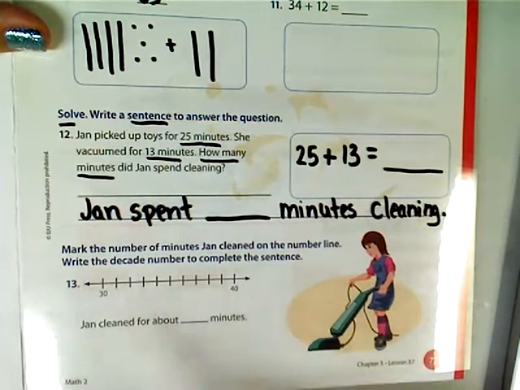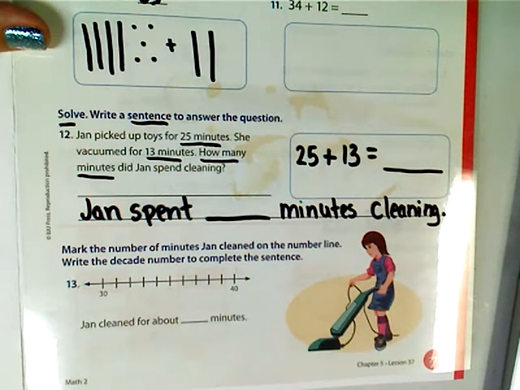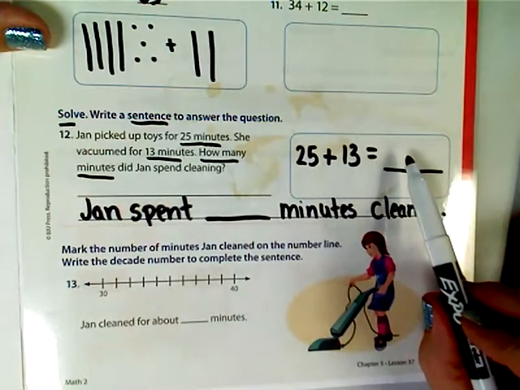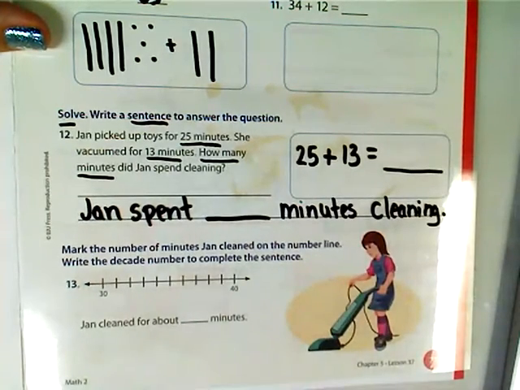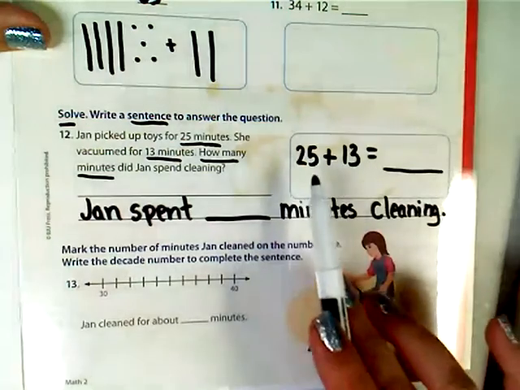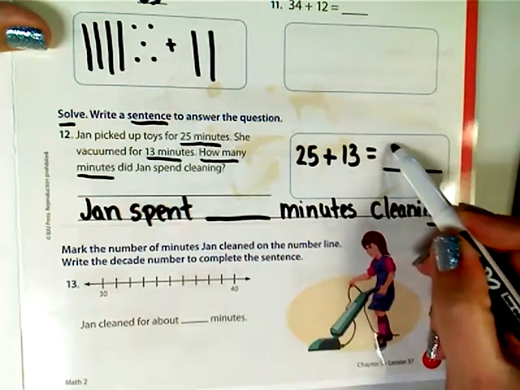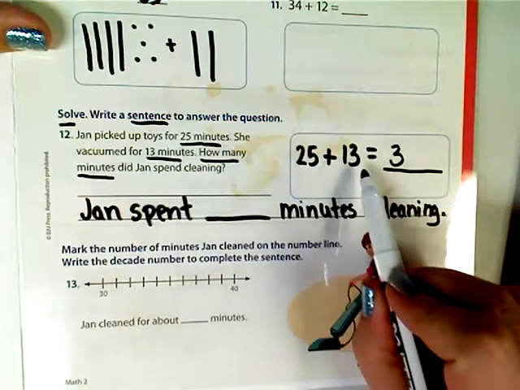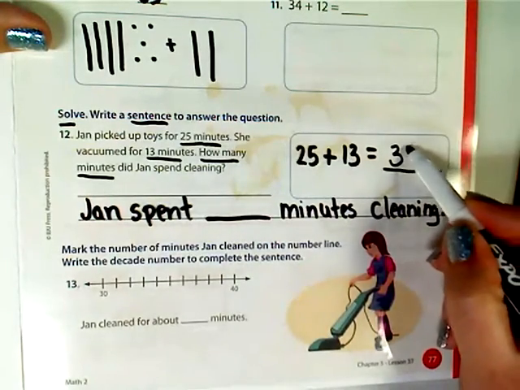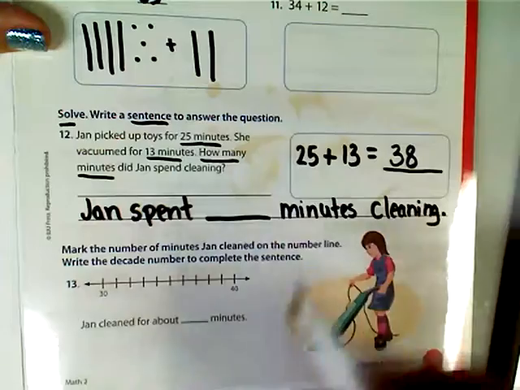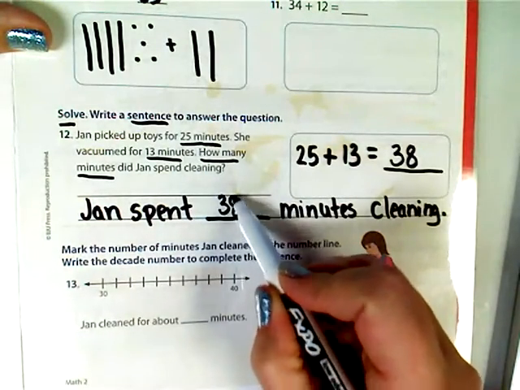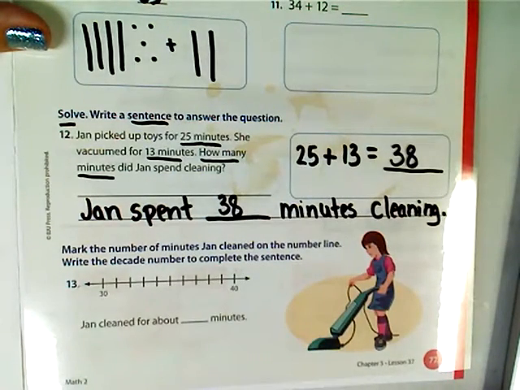Good job. Now it says to mark the number of minutes Jan cleaned on the number line. Write the decade number to complete the sentence. So let's go ahead and fill in that answer there. 25 plus 13. We're going to take a look here at our tens. 2 tens plus 1 ten is 3 tens. And then 5 ones plus 3 ones would be a total of 38. So Jan spent 38 minutes cleaning.